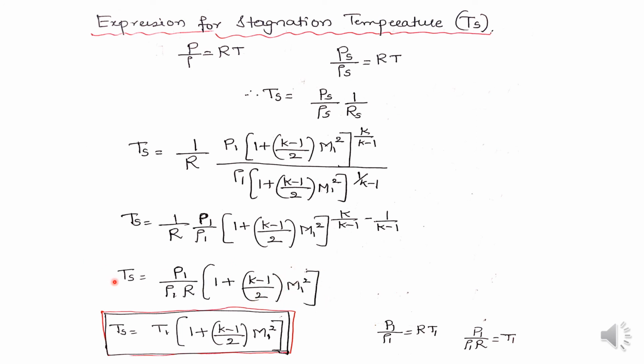Therefore Ts is equal to this, where P1 divided by rho 1 into R is replaced by temperature T1. I have shown here: P1 divided by rho 1 is equal to R into T1, so T1 will be equal to P1 divided by rho 1 into R. So this is replaced by the temperature at point 1. Ts is equal to T1 in the bracket 1 plus (k minus 1) divided by 2 into M1 square. This is my final expression for the stagnation temperature.